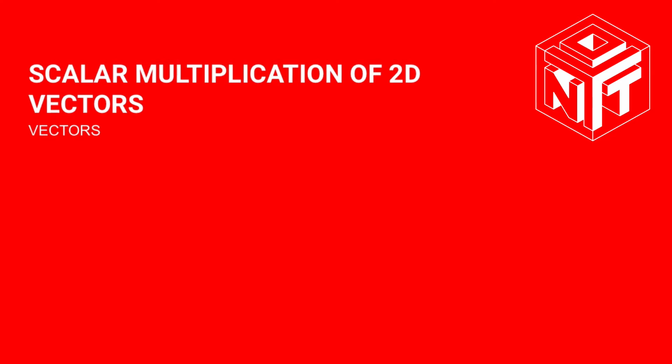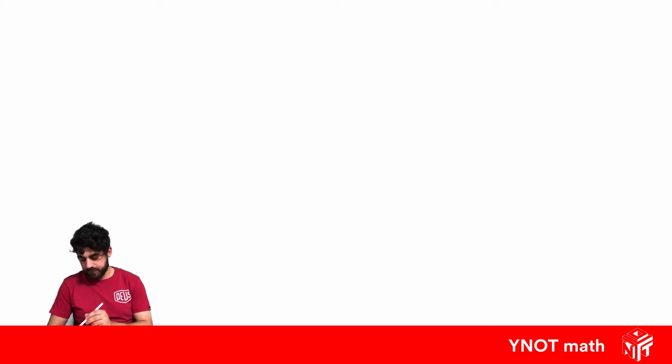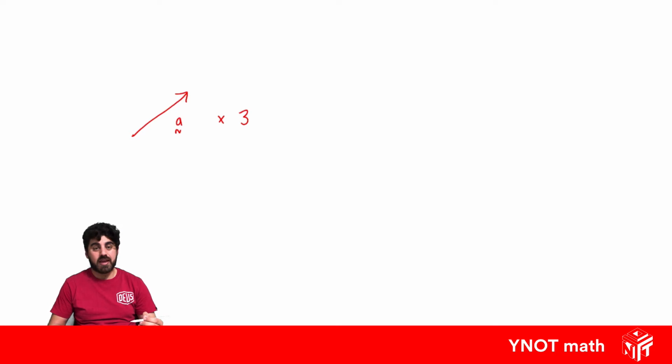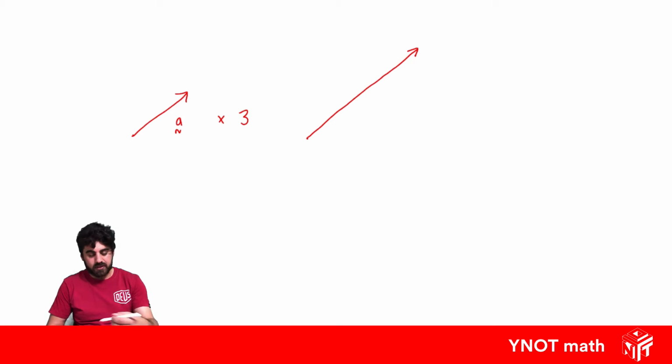Scalar multiplication of 2D vectors. When we talk about the word scalar, it's really just referring to its magnitude. So if we have a vector A and we multiply that by a scalar quantity, so just a number, 3, what happens is that vector increases in size by 3 times. So if its length was 1, its length would now be 3. And we can also call that vector 3A now.